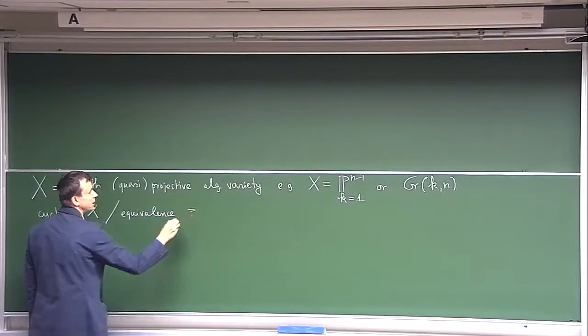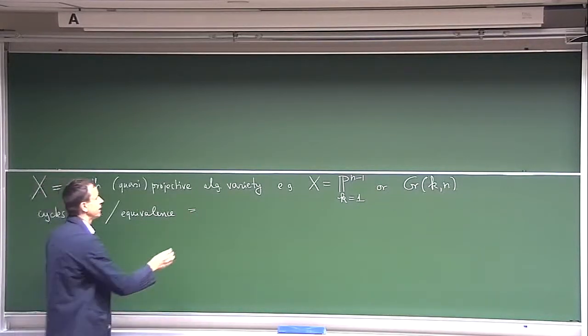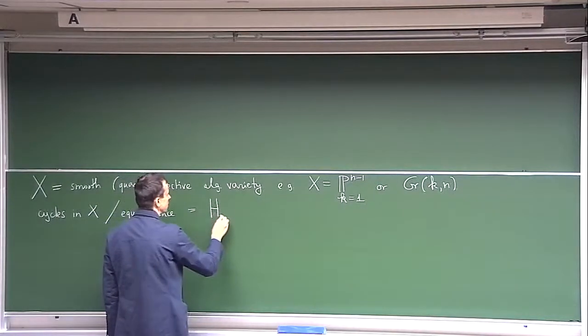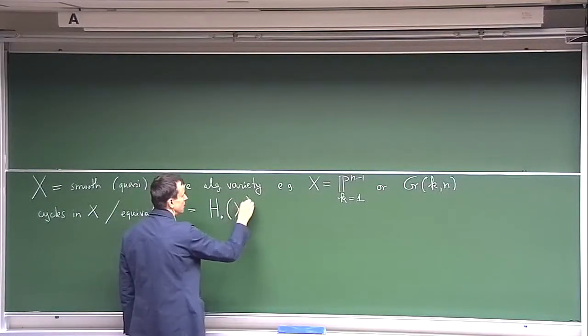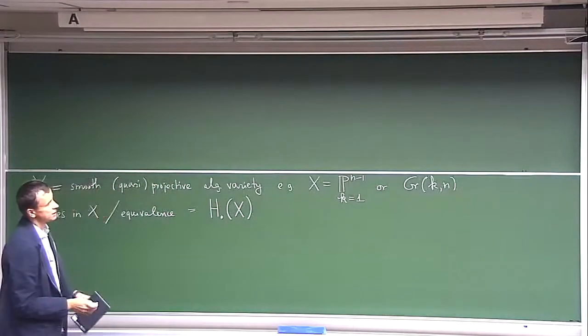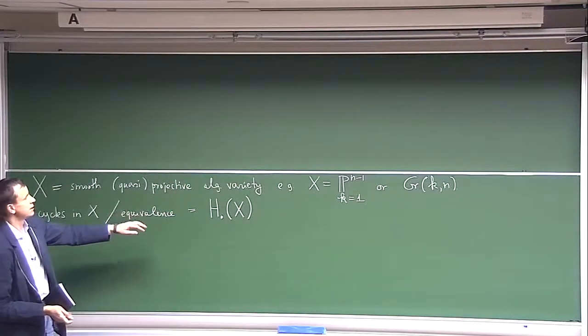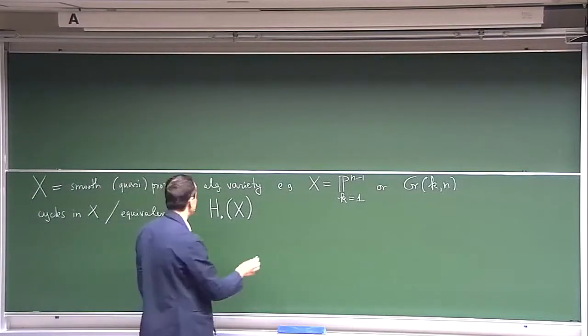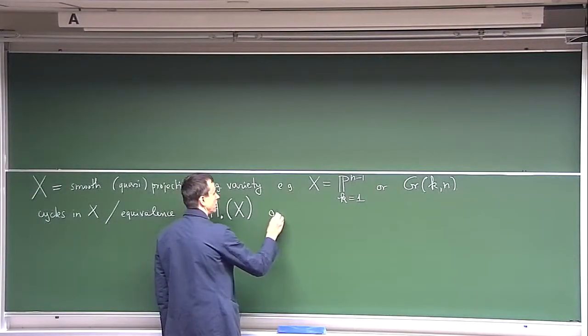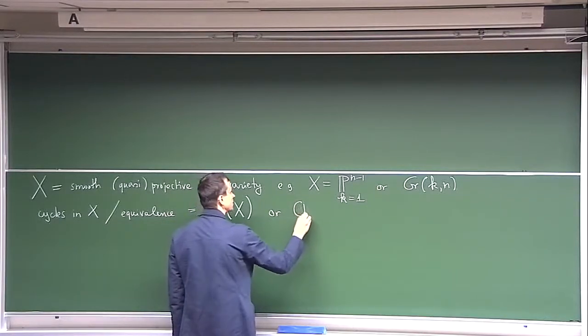And so this could be the homology of X. Since we assumed it's smooth, not so much difference between homology and cohomology. Or you can look at Chow groups.